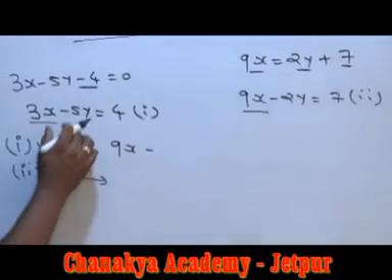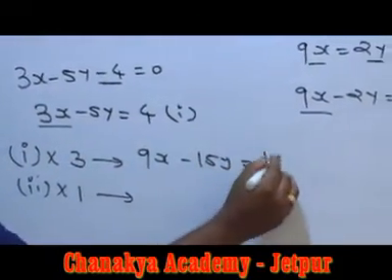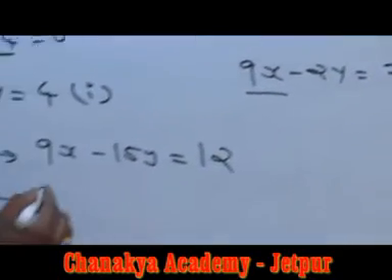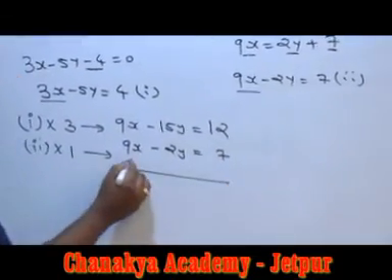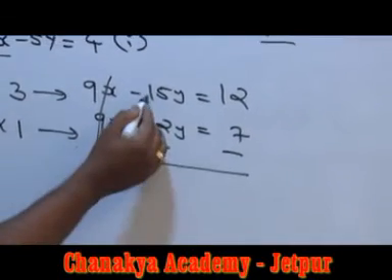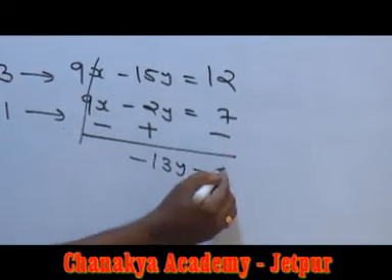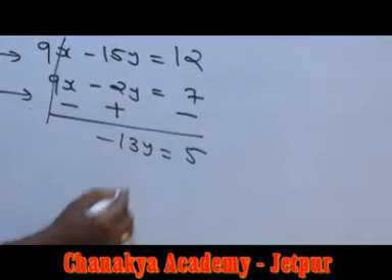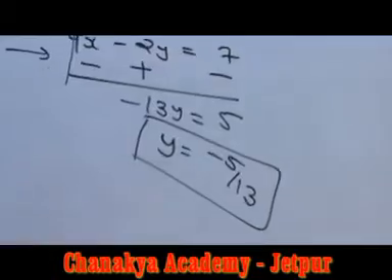Minus 5y into 3 gives minus 15y. 4 into 3 gives 12. In equation number 2, 9x minus 2y equal to 7 is multiplied with 1 gives 9x minus 2y equal to 7. Now changing sign, minus plus minus, here 9x is eliminated. Minus 15y plus 2y gives minus 13y equal to, here 12 minus 7 gives 5. Okay students, minus 13y equal to 5, y equal to minus 5 by 13. Okay, here we achieved the value of y.